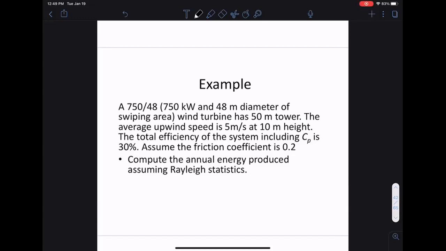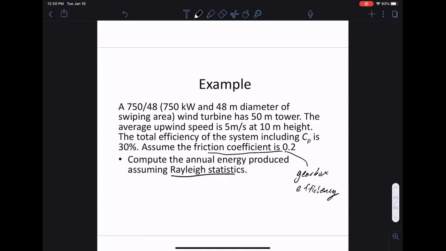And in addition, let's assume I have some efficiency, both from Cp and a gearbox efficiency. I assume these are my efficiencies. So let's think about what is the annual energy I can produce, assuming this has the chi-square or Rayleigh statistics.